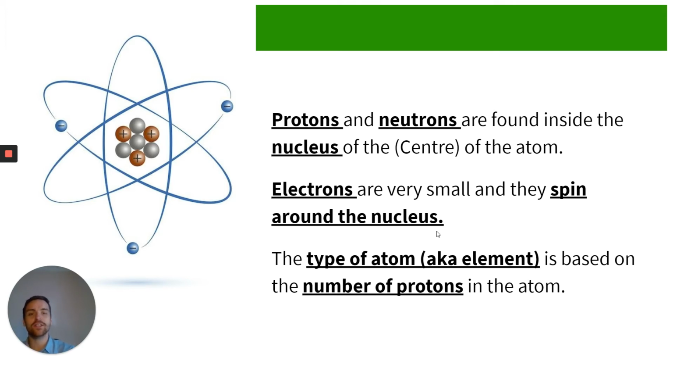Then electrons are very small and they spin around the nucleus. So that's where these electrons are spinning round and round. So remember, three subatomic particles. We have protons and neutrons. They're found in the middle. And the middle is called the nucleus. That's a word you should remember. The center of an atom is a nucleus. Spinning around the nucleus is this very small subatomic particle called an electron, okay? So we'll talk a bit more about them later, but what I want you to know, the type of atom, also known as the element, is based on the number of protons in the atom. Okay, so we get different types of atoms.